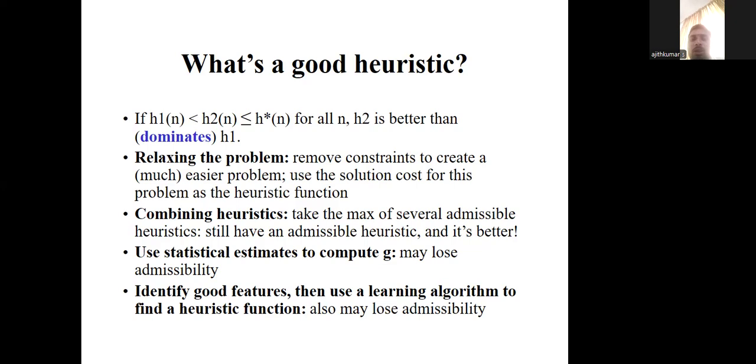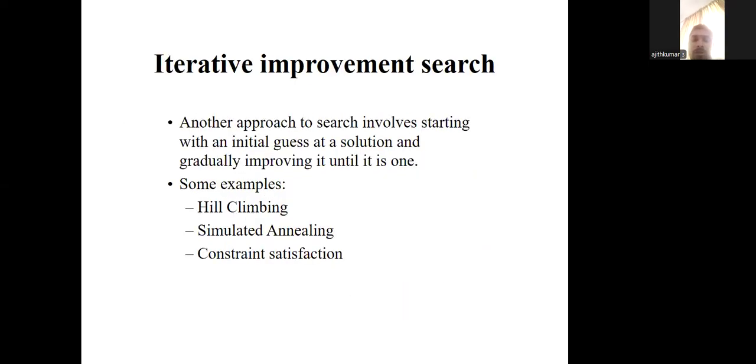Then what is a good heuristic? Relaxing the problem, combining heuristics. Next is to use statistical estimates to compute h. Then last is to identify good features, then use a learning algorithm to find a heuristic function.